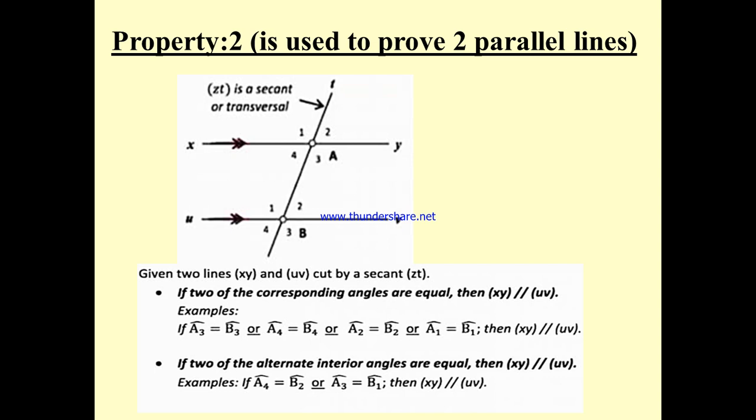Okay, first I have to search for two angles. They could be corresponding or alternate angles. Any two angles having F shape or Z shape, if I find these two angles and these two angles are equal, then these two lines are parallel. Okay, example.